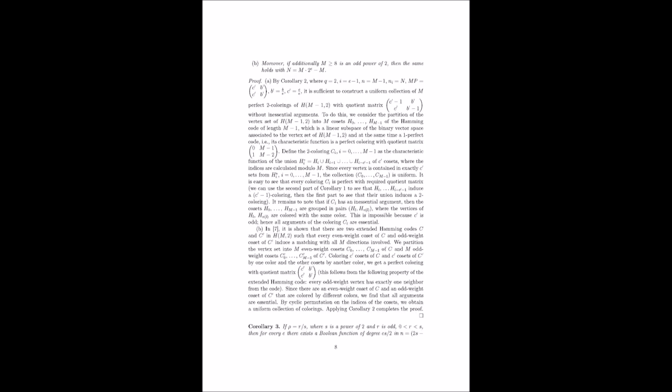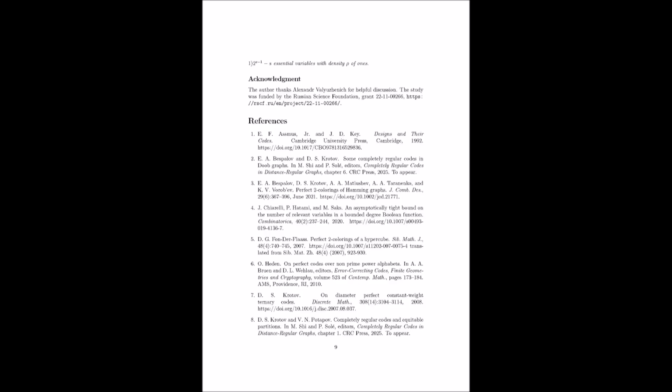Corollary 3 says that we can construct these Boolean functions with a specific density of ones and a large number of essential variables using the methods described in the paper. So we can fine-tune the properties of these Boolean functions, ensuring they have the right balance of ones and zeros and a good level of complexity.